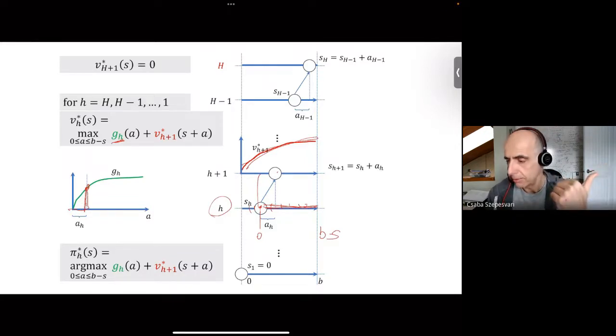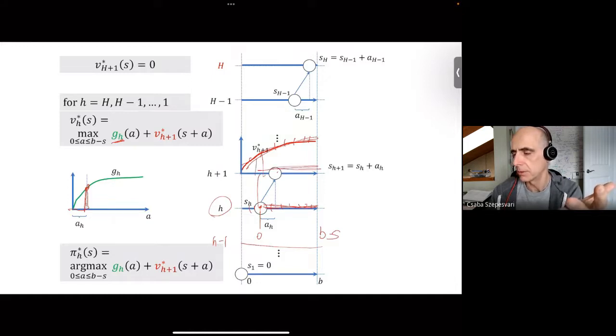When it comes to doing the calculation for stage H minus 1, you need the whole function, not only the discrete points. Or going back to H plus 1, you only have these discrete points, but if you need some value in between because of this maximization, which would consider all possible values in this range, you need to know how the value function behaves here. You can do linear interpolation or whatnot for the values in between.